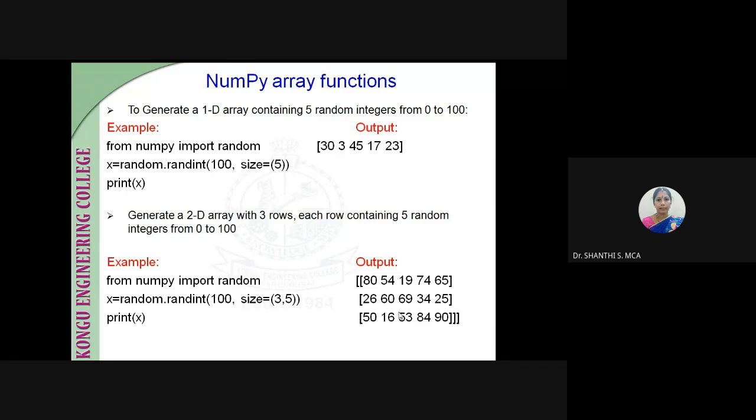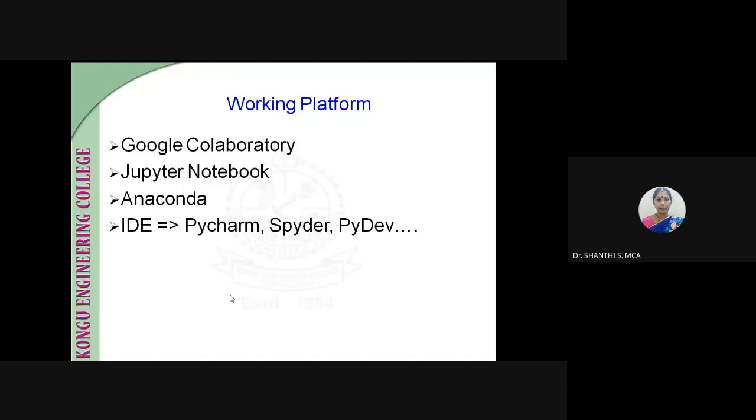When you manipulate your data set, sometimes you need to generate random numbers. In that case, this random function is used to generate the random numbers.